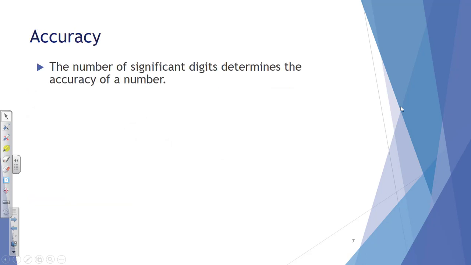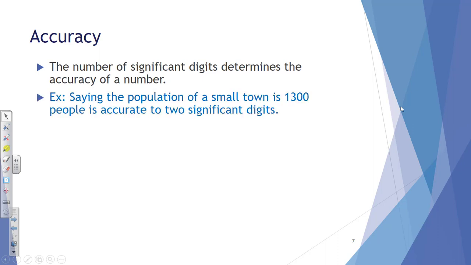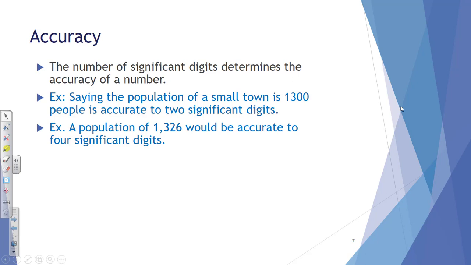The reason we need to recognize the number of significant digits in a number is that is the way that we measure accuracy. The number of significant digits determines the accuracy of a number. So if we say a population of a small town is 1,300, that is accurate to 2 significant digits. If we said the town's population was 1,326, well, now we're measuring it more accurately, and we'd say it's accurate to 4 significant digits. So we've gained a level of accuracy.